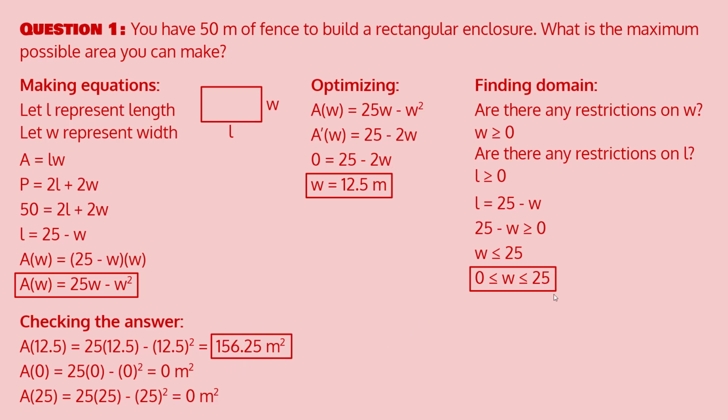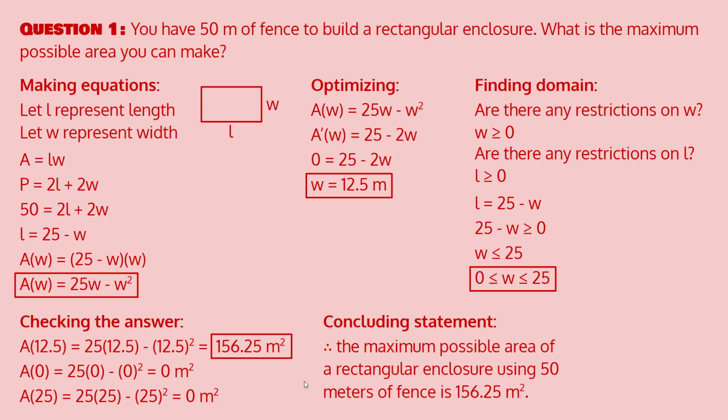And when we subbed in the two endpoints of the domain, we got that the area is 0. And that also makes sense because those two endpoints represented when either the width or the length was 0. So therefore the area is 0 as well. So now we can conclude by relating it back to the question.